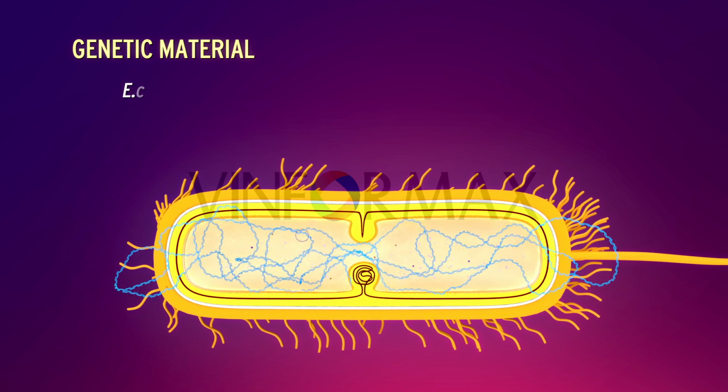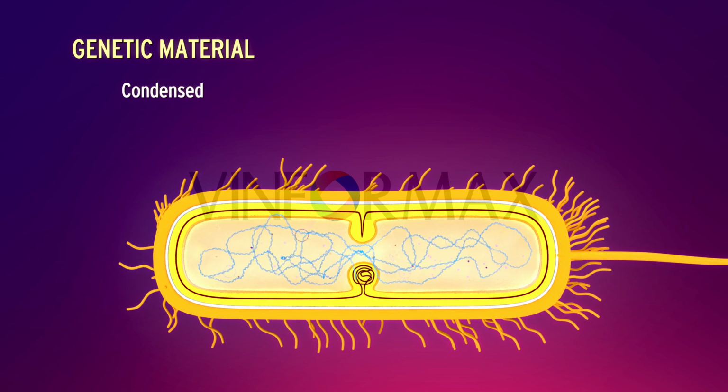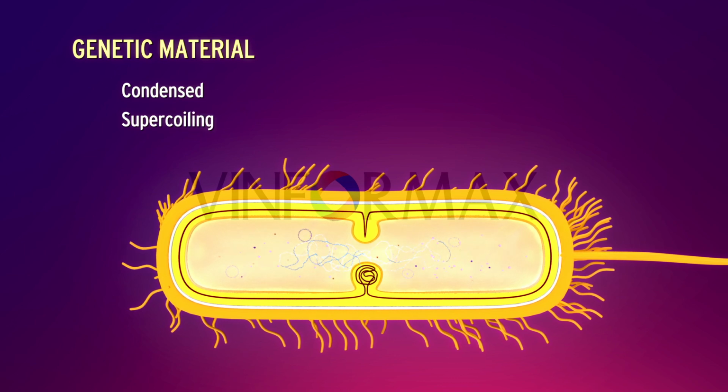The length of the E. coli chromosome is approximately 1.4 millimeters but is condensed inside the cell by supercoiling. DNA is mainly negatively charged, hence binds readily to basic dyes. It can be demonstrated by Feulgen stain or by electron microscopy.